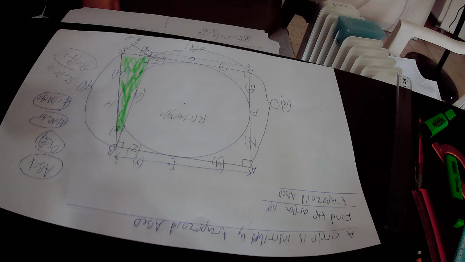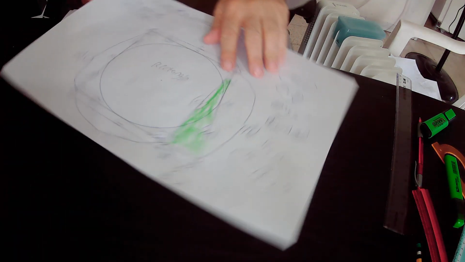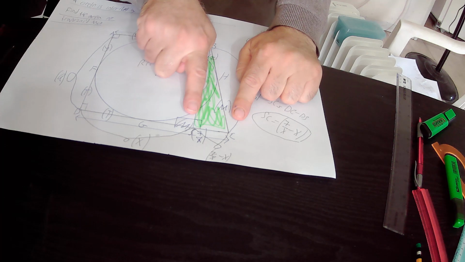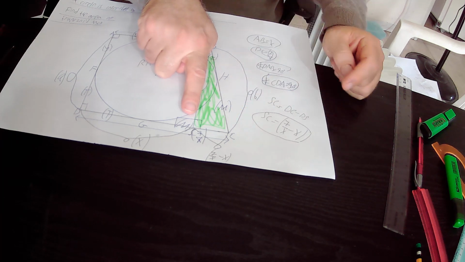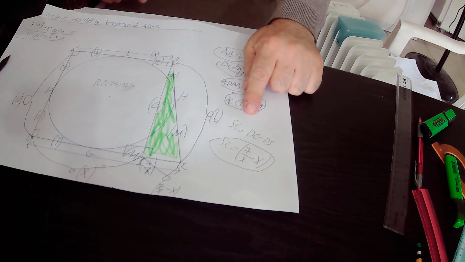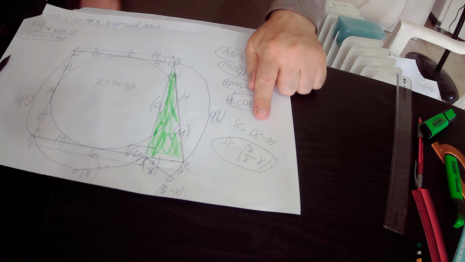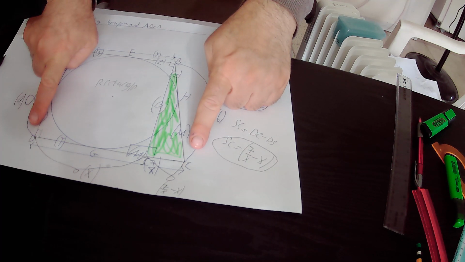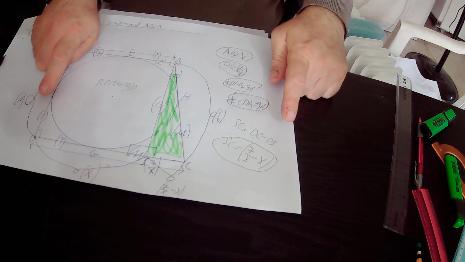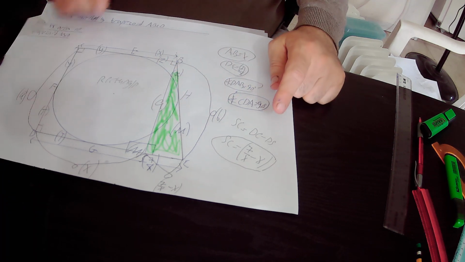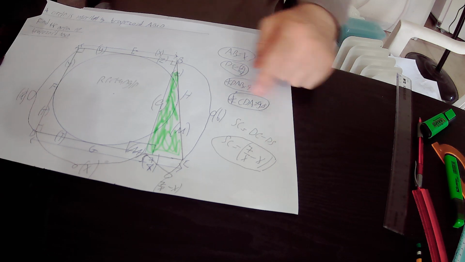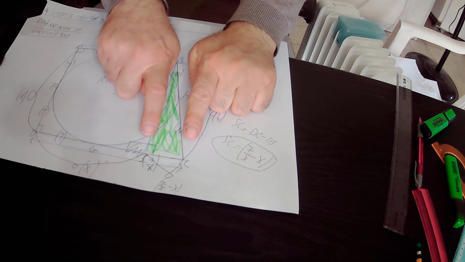So what is the length of side SC of the green right triangle? From the drawing, it is very easy to see that SC equals DC minus DS. DC is 7 over X, and DS is X. So in total, SC is 7 over X minus X.